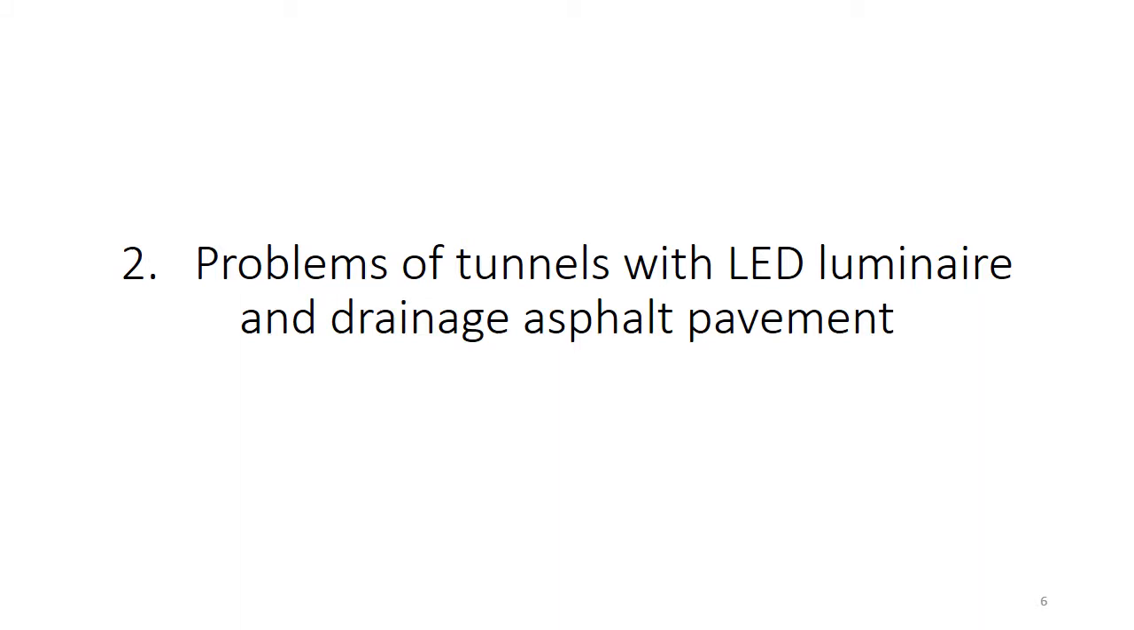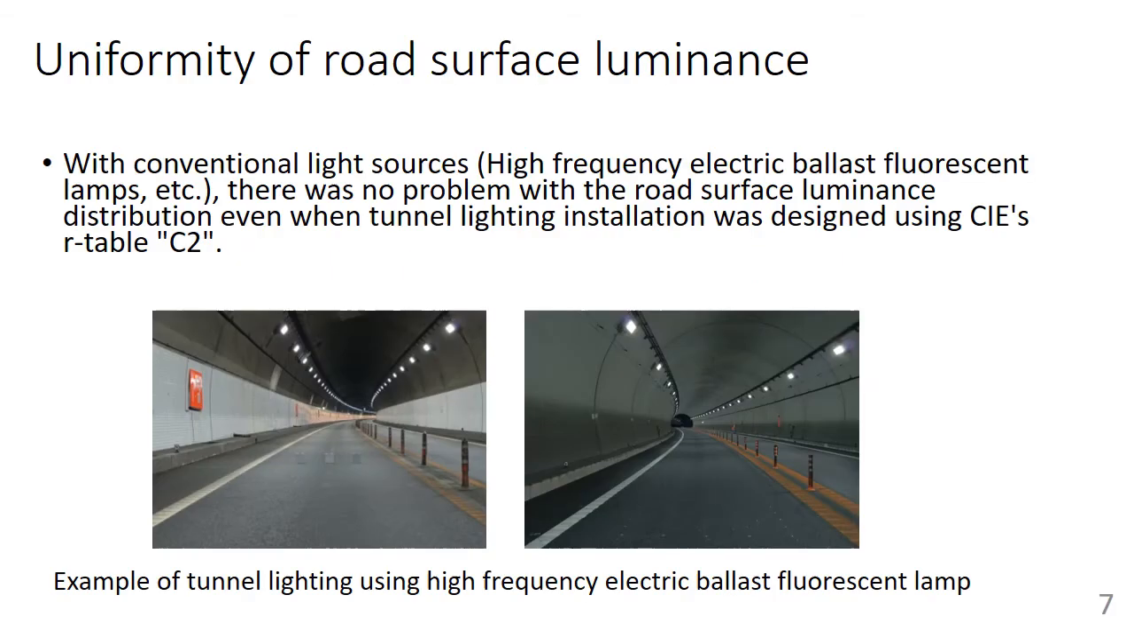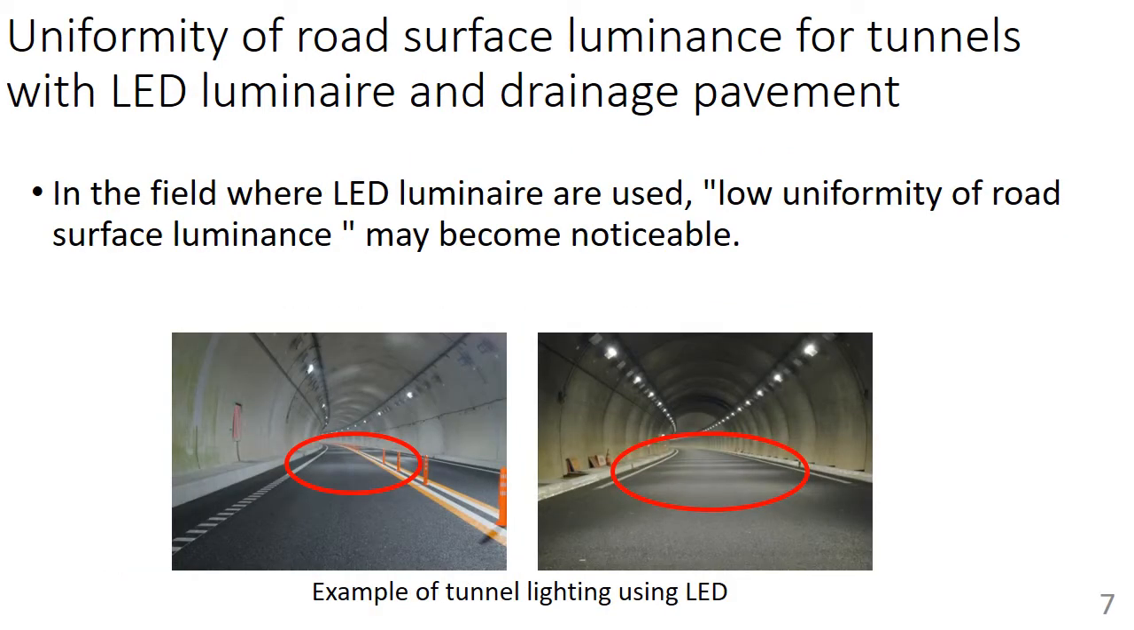Explain the problems of tunnels with LED luminaires and drainage asphalt pavement. High-frequency electronic ballast fluorescent lamps have been used as conventional light sources. In those tunnels, there was no problem in calculating the road surface brightness distribution using the R table C2 recommended by CIE. In recent years, LED have been adopted as standard light sources for road and tunnel lighting in Japan. In tunnels with LED luminaires and drainage pavement, low uniformity of road surface luminance may become noticeable.